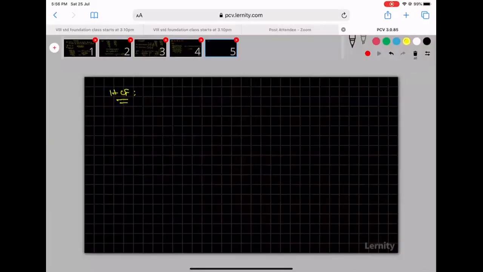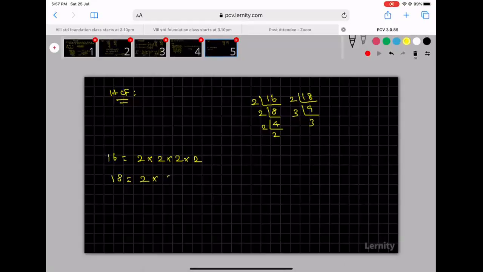To find HCF for problem B, you know that this is 16. 16 I can write as 2 into 2 into 2 into 2. Then 18. I can write this as 2 into 3 into 3. Then 24: 12, 6, 3. So 24 I can write as 2 into 2 into 2 into 3.